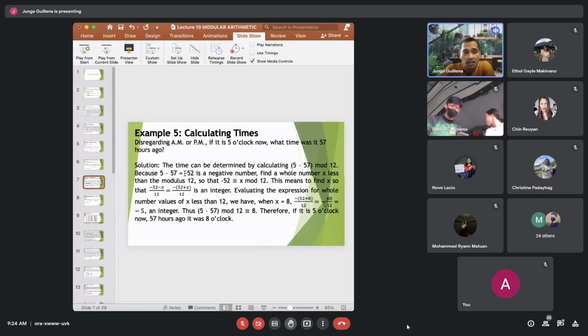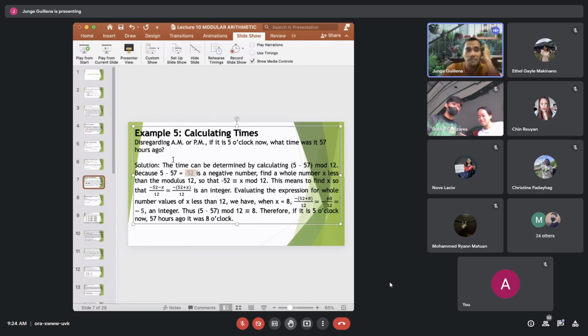So you'll start with negative 52. Negative 52 plus 12, that is negative 40. Negative 40 plus 12, that is negative 28. Negative 28 plus 12, that is negative 16. Negative 16 plus 12, that is negative 6.